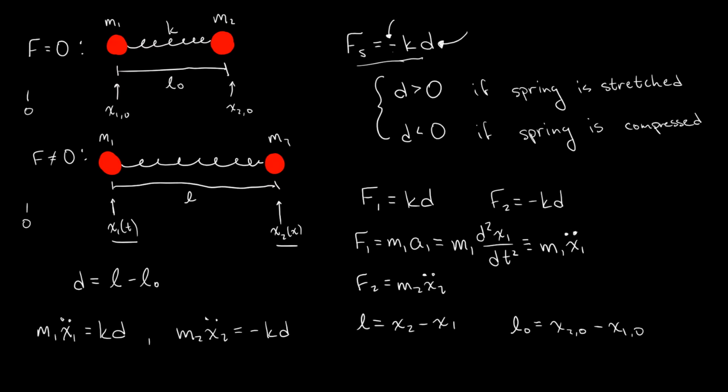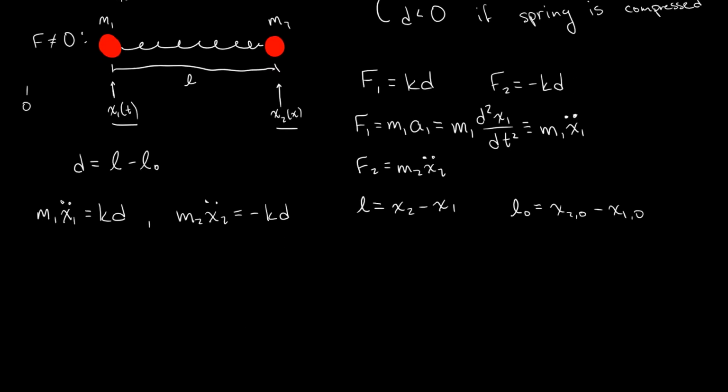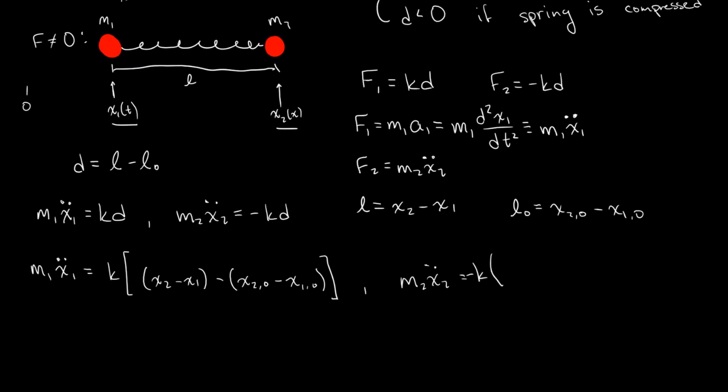And so I now have a sort of messy set of equations, which I can write as: m1 x1 double dot is k times (x2 minus x1 minus (x2 naught minus x1 naught)), and then m2 x2 double dot is equal to minus k times the same thing, (x2 minus x1) minus (x2 naught minus x1 naught). Okay, we're at the home stretch.